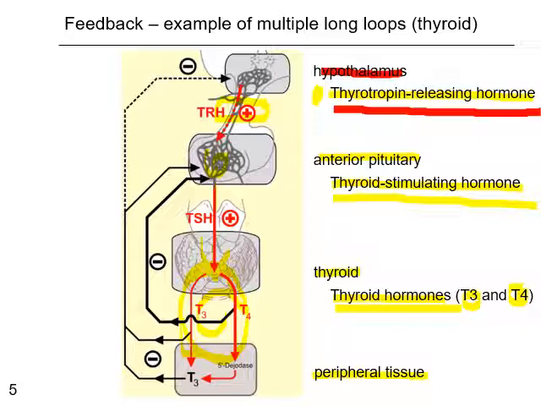Here is the feedback. T3 and T4 both do negative feedback, and TSH. Well, I guess we know that T3 and T4 do negative feedback. So those are the important negative feedbacks in this particular system.